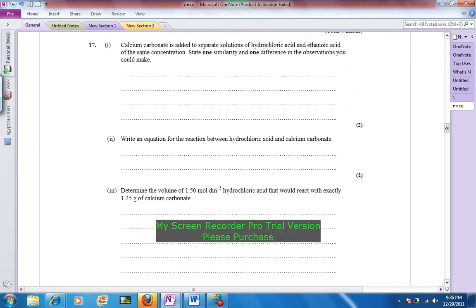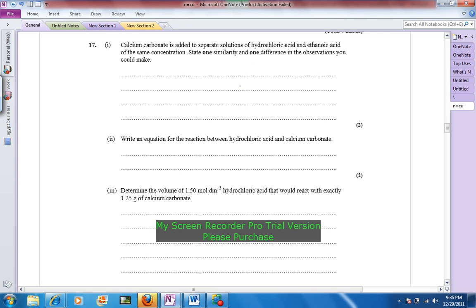Okay. Number 17. Alright, for 17, it's asking you about calcium carbonate added to hydrochloric acid, and another experiment where calcium carbonate is added to ethanoic acid, and it's telling you it's added at the same concentration. State one similarity and one difference. Okay?